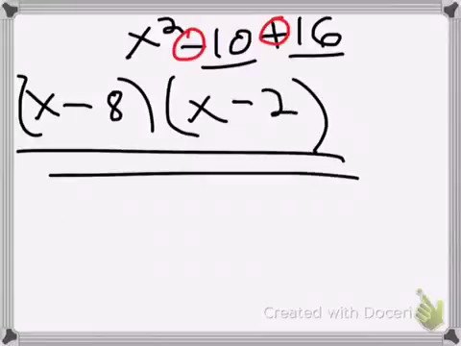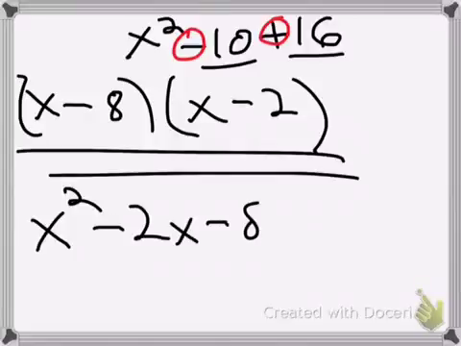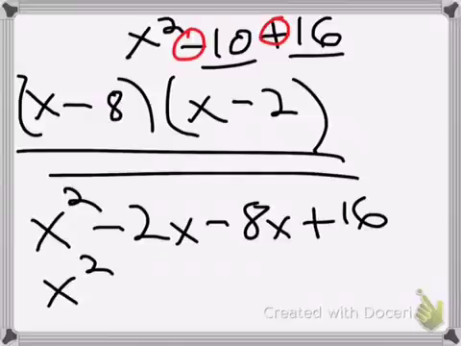And this is our answer. If we check it, we'll have x squared minus 2x minus 8x plus 16. And if we simplify it, we have x squared minus 10x plus 16.